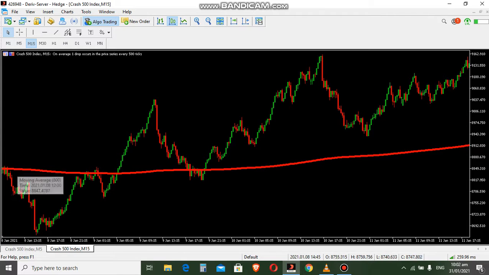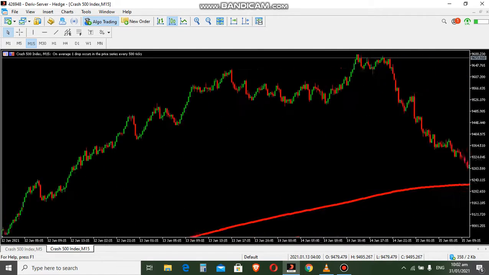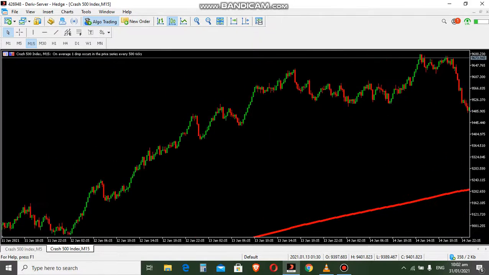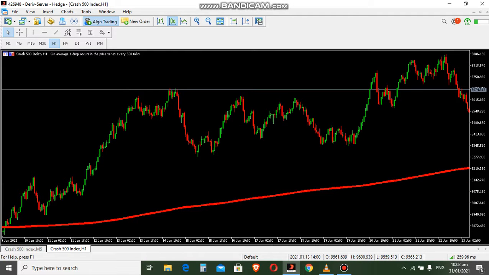The reason why we put this 800 indicator here is 800 period. If you check Crash 800 periods back, you see the movement of Crash. So that's the main reason why I use this 800 EMA on trading Crash 500. Anytime I see that Crash 500 has broken the 800 EMA upward on the 1 hour, it shows me that Crash 500 is now on a buy trend.